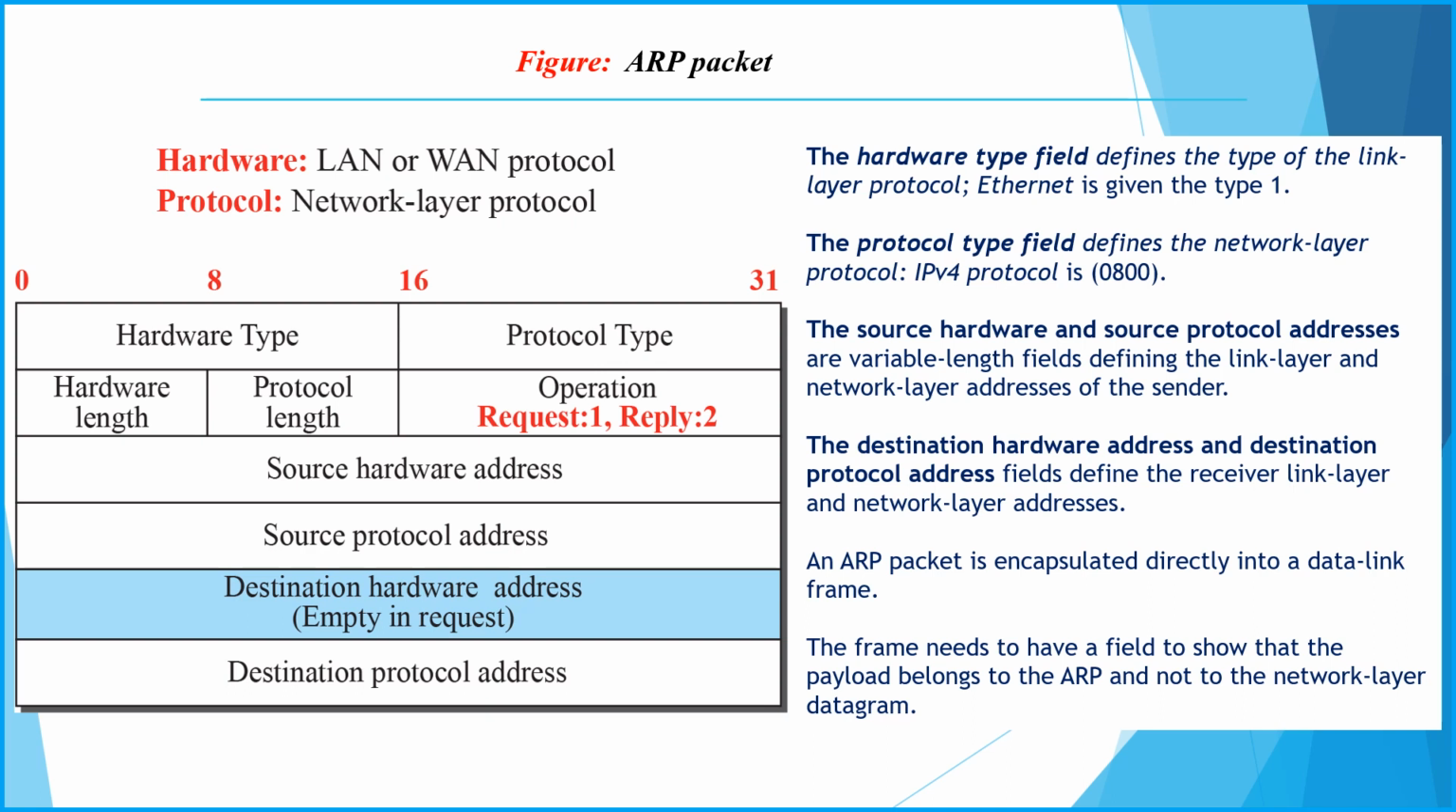An ARP packet is encapsulated directly into a data link frame. The frames need to have a field to show that the payload belongs to an ARP and not to the network layer datagram.